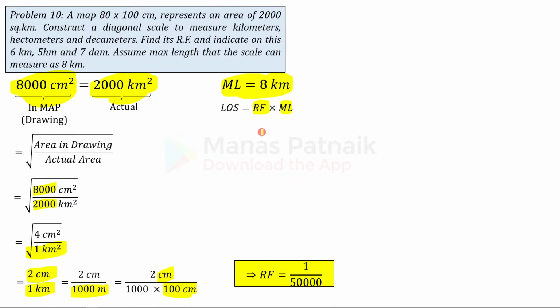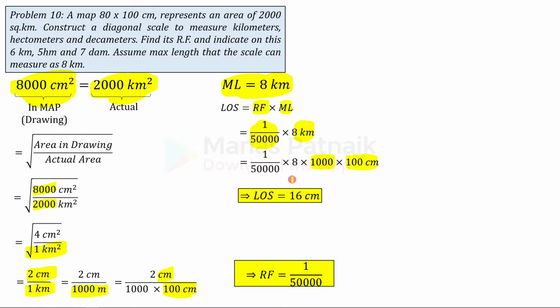RF 1 by 50,000. Maximum length is given. Convert kilometers into centimeters straight away. So 1000 and 100. Here it is. 1000 meter. 1 meter is 100 centimeter. You simply need to do this math. It's very simple. It is going to be equivalent to 16 centimeter.